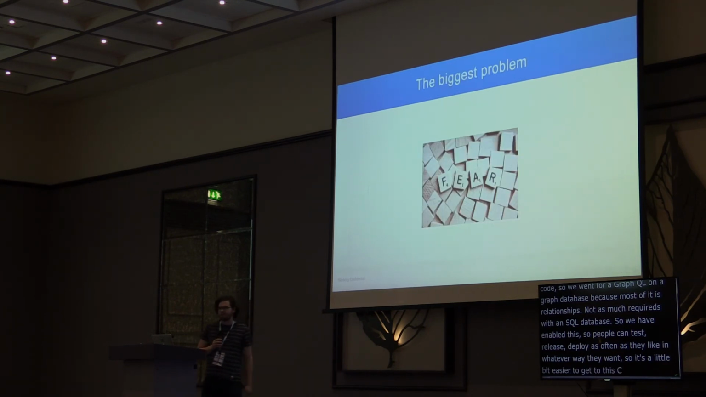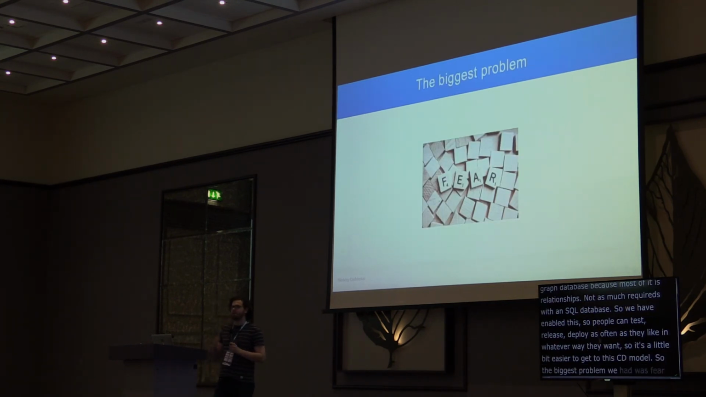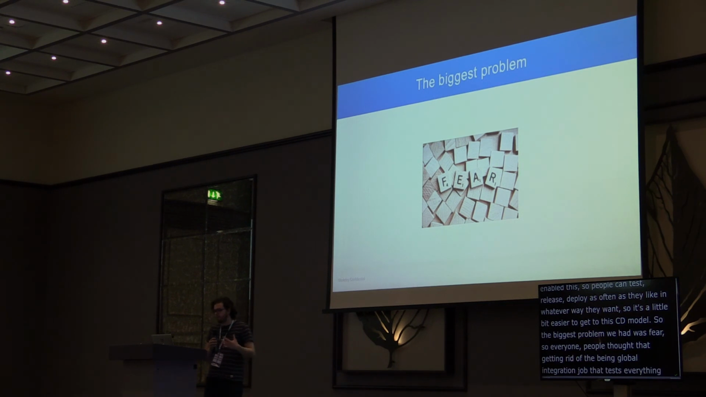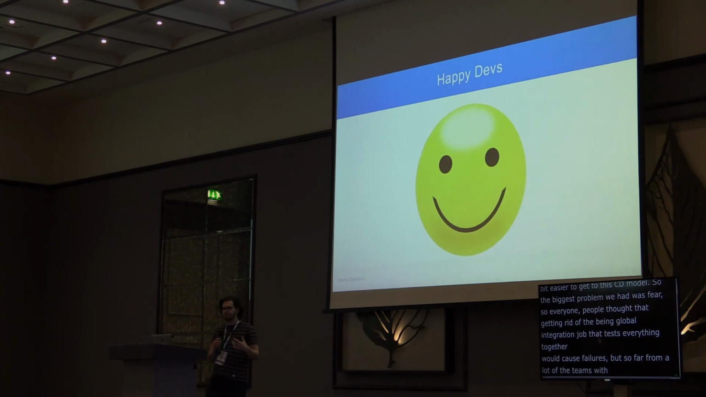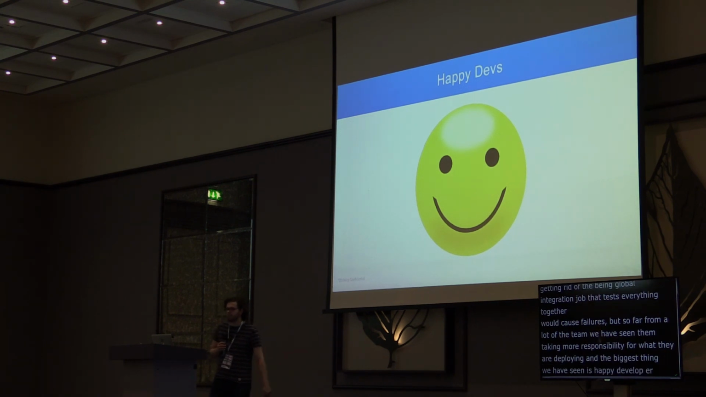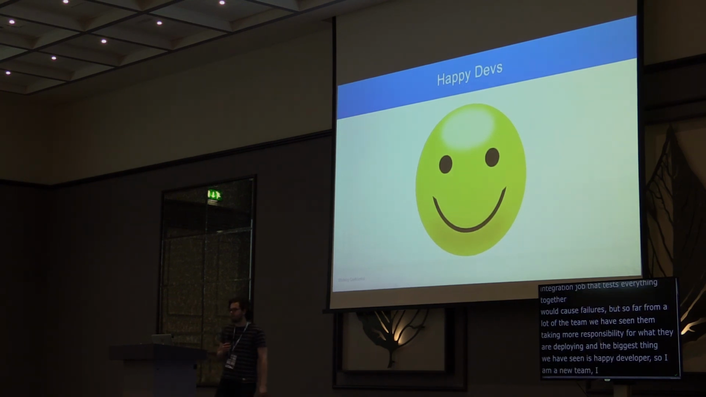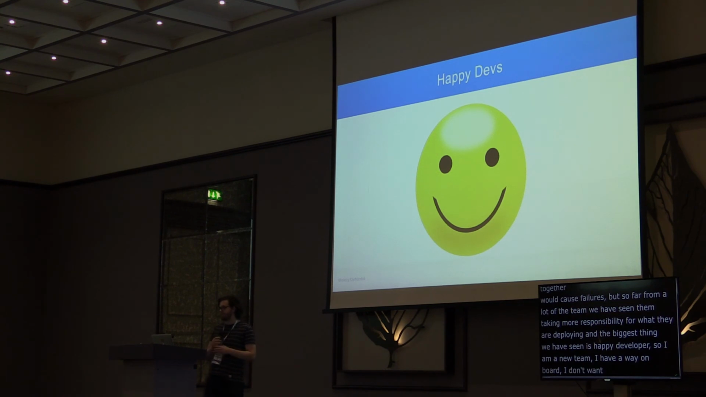So the biggest problem we had was fear. People thought that getting rid of the big global integration job that tests everything together would cause failures. But so far, from a lot of the teams, we've seen they're taking more responsibility for what they're actually deploying. And the biggest thing we've seen is happy developers. So I'm a new team, I come on board, I have a way that I want to do things, I want to deploy, I don't want to be dependent on anything, and we've enabled that. And that's pretty much me.